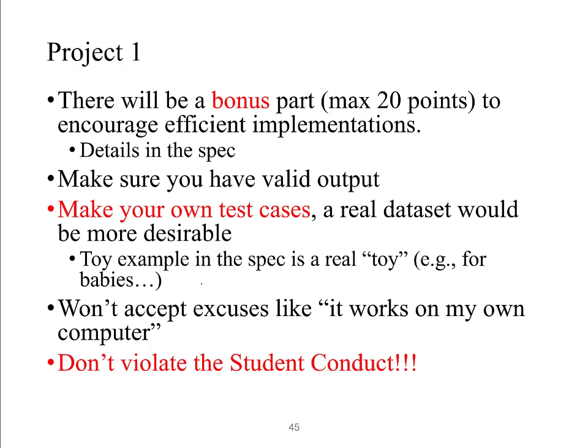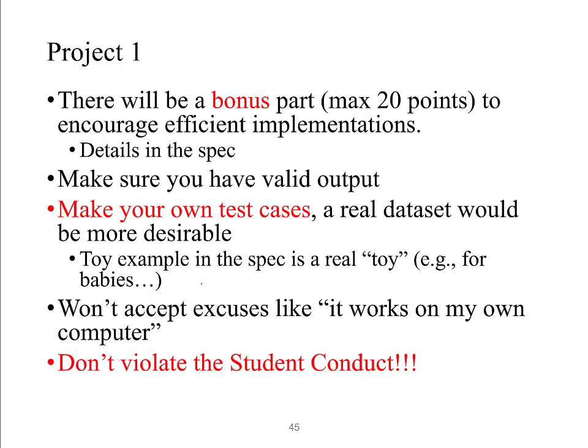All right. There will be a bonus part. The maximum points that you can obtain from the bonus part is 20 out of 100. This bonus part is to encourage you to implement the algorithm more efficiently. We do have it like a contest. So the first place would get all the bonus marks, and the second one will get, let's say, 19 points, and so on. The details are in the specification. We do encourage you to try.